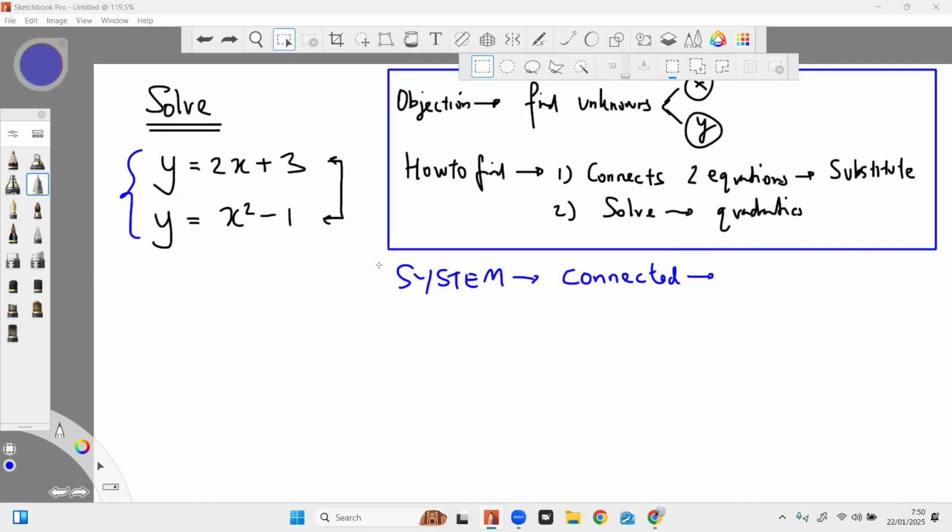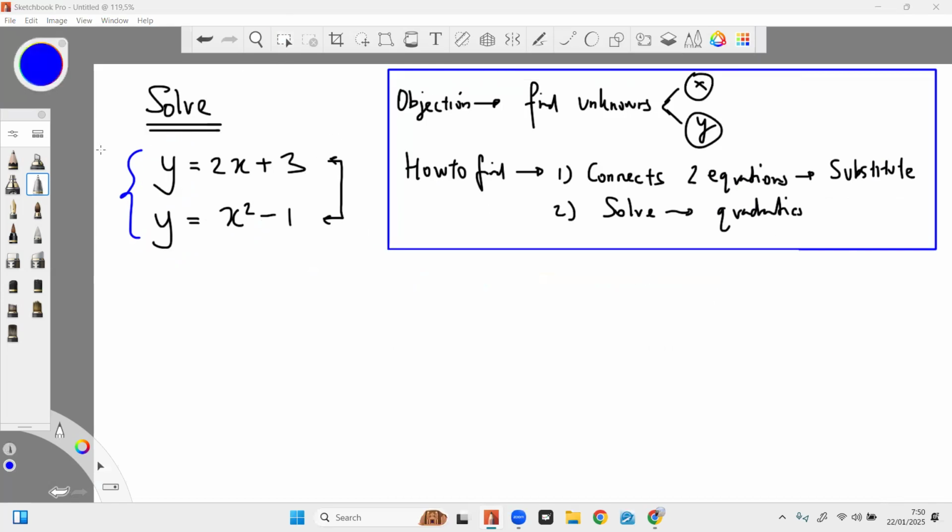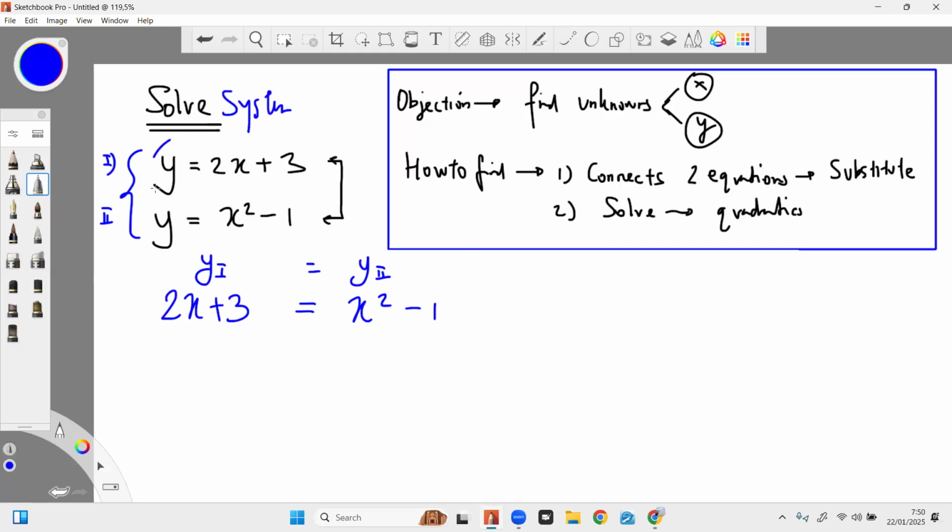So let's solve. First, you find the connection between the first and second. This is the first equation. This is the second equation. So we have y equals and y equals. So simply put, y in the first equation is equal to the y in the second equation. So 2x plus 3 equals x squared minus 1. This is y1 equals y2. And they have to be the same because it is called a system. So this y and this y have the same value.